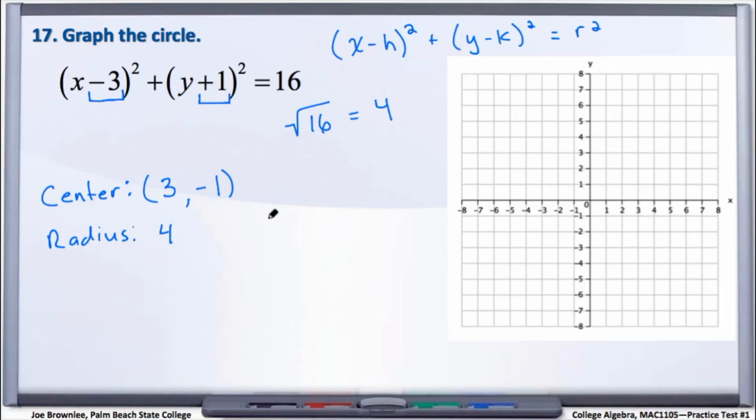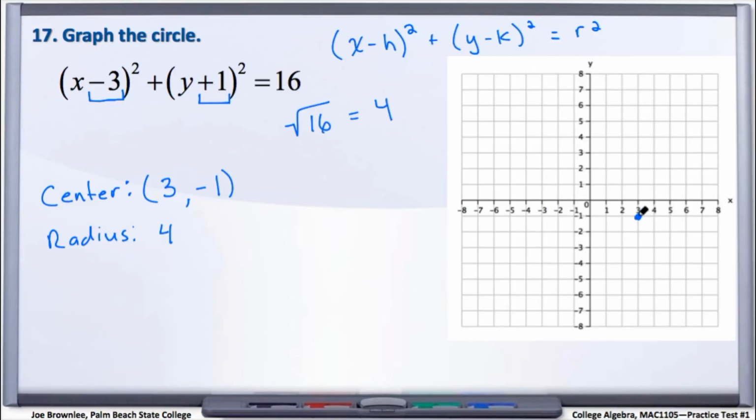So now that we have the center, we have the radius, we can go ahead and graph the circle. Let's go ahead and first graph the center, which is at (3, -1), so right there. And now we know the radius is 4. So from the center here, we're going to go out 4 units in really all directions, but it's a little hard to do diagonals on a grid.